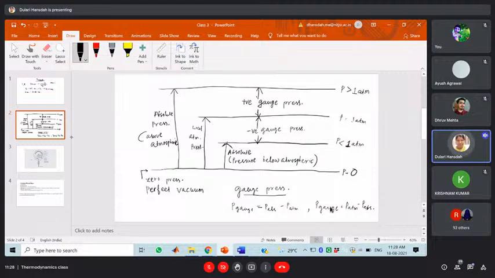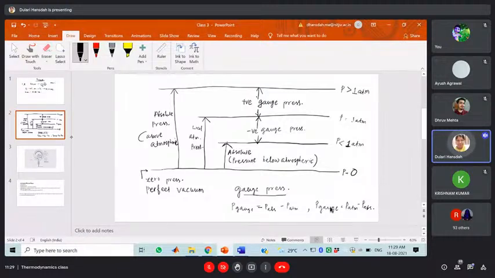So gauge pressure can be found out by these two relations. One is P absolute minus P atmospheric pressure. This relation is used when your absolute pressure is above atmospheric pressure. In that case, you have to take this relation. When your absolute pressure is below the atmospheric pressure, you have to take the other relation. So all the measuring devices measure only the gauge pressure. Okay, so these are your different terms.